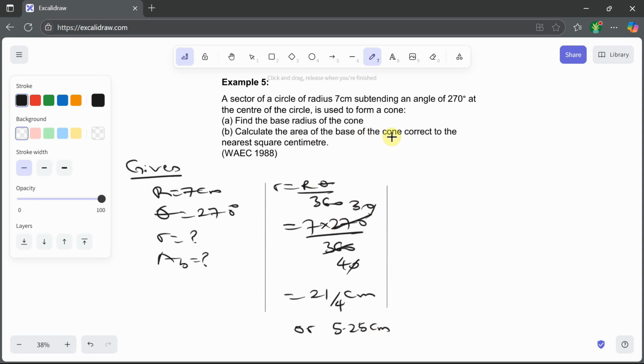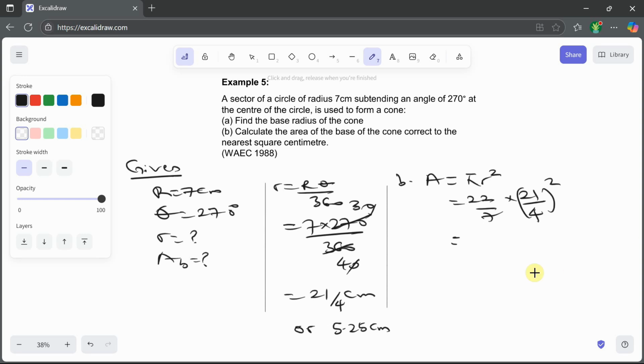area of the base of the cone. We already know the radius, so for the B part, the area of the base of the cone is just basically pi r squared, right? And that becomes 22 over 7 times 21 over 4 all squared. Great. So let's just solve this. So 22 over 7 times 5.25 all squared.